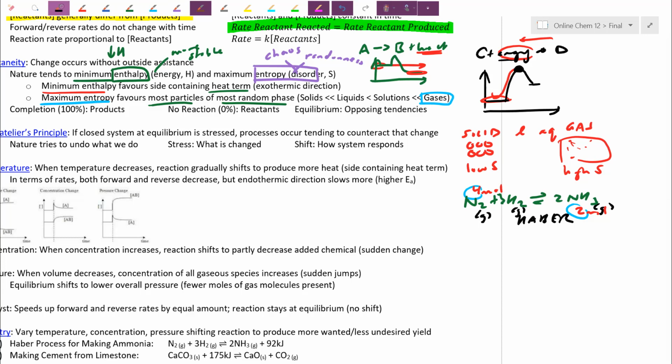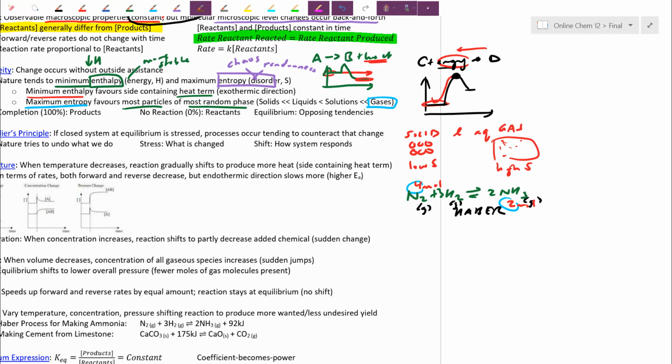So if I were doing this reaction here, if I wanted to know whether this reaction actually hits equilibrium or not, I can point which way minimum enthalpy points. Minimum enthalpy points towards the heat term. It wants to go to the far side. Which side does maximum entropy point? This time, maximum entropy actually points towards the reactant side. I want to become the 4 mole side because I can make more of a mess with 4 moles.